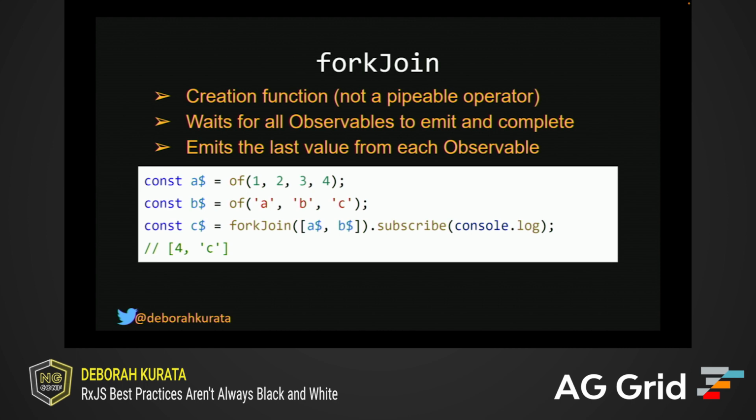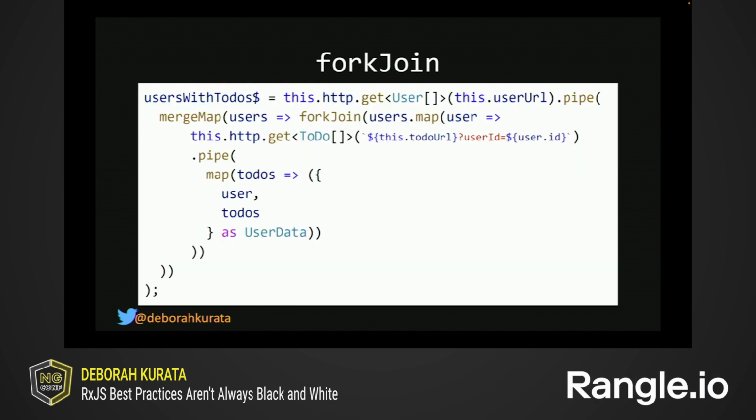But when we think about how HTTP works, it's always one and done. So it's always emitting and completing. So it makes great sense to use a forkJoin in the case of using HTTP requests. So here's an example. I'm getting my user, and then I'm getting all the users with their to-dos.